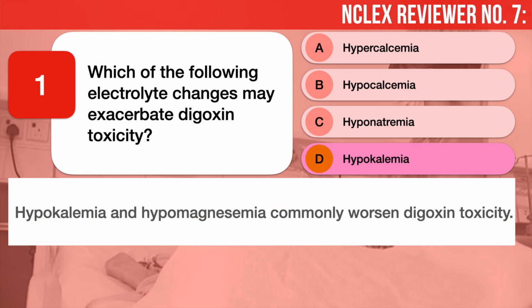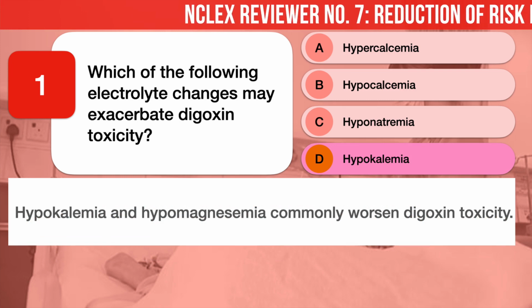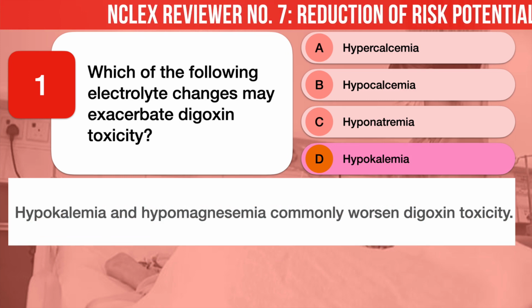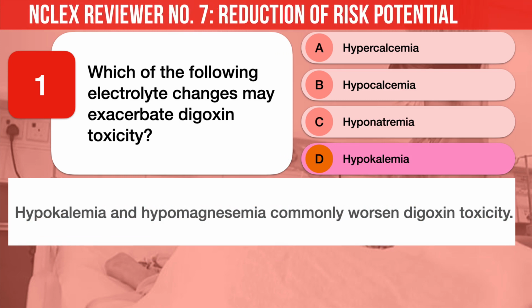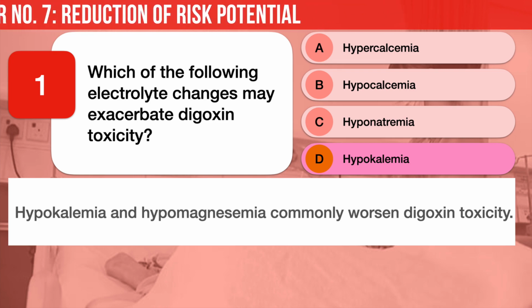Hypokalemia. Hypokalemia and hypomagnesemia commonly worsen digoxin toxicity. Patients taking digoxin frequently also take loop diuretics for the management of congestive heart failure. Loop diuretics commonly cause electrolyte disturbances.